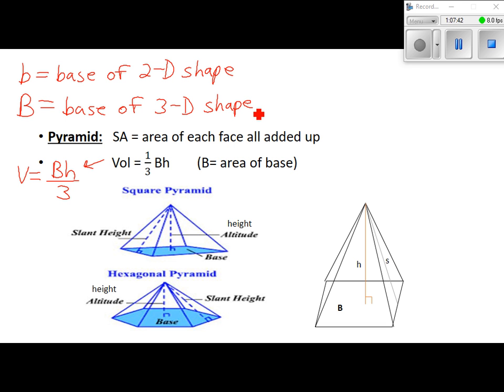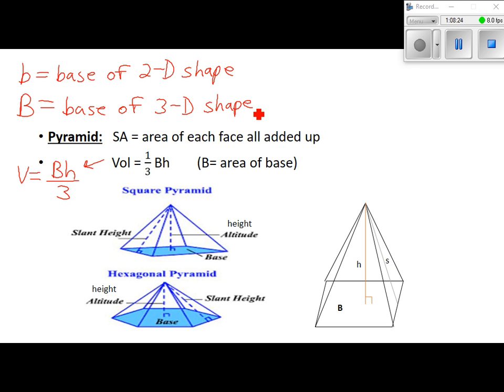Notice, I don't just switch from big letters to small letters. If I have a big letter, it's a big letter for a reason. And in this case, big B stands for the base. Little b, remember, in a triangle or in a rectangle was just one of the edges, right? Big B stands for the area of the entire base of that three-dimensional shape. So you see the blue things on each one? That's your big B, that whole base, the whole area, not just one of the lengths.